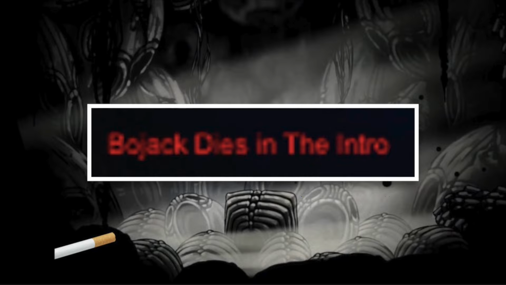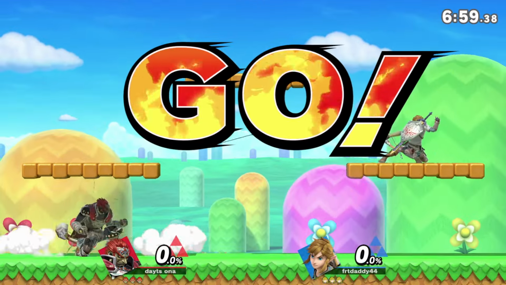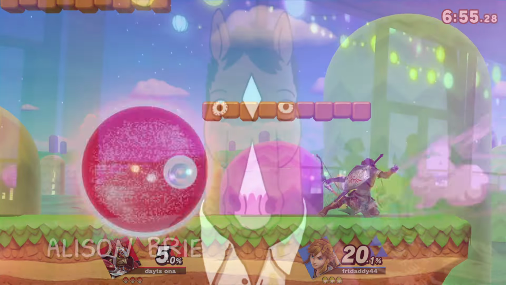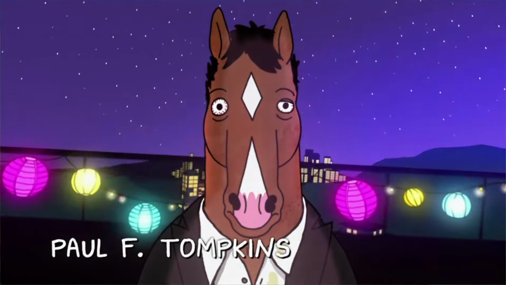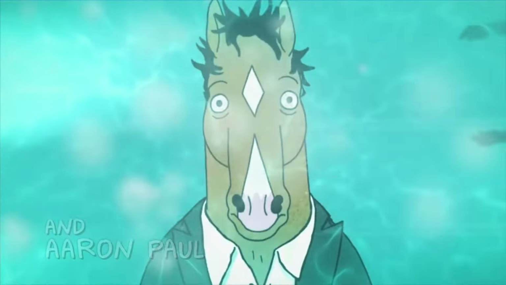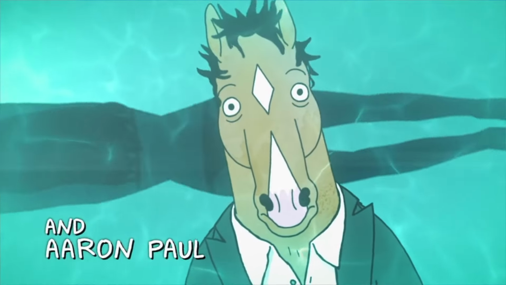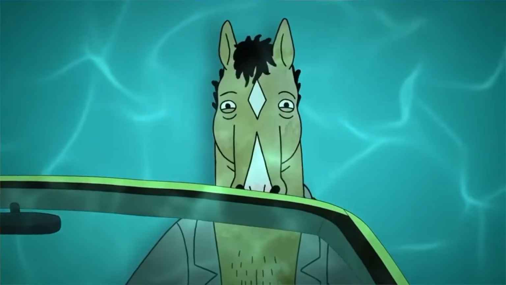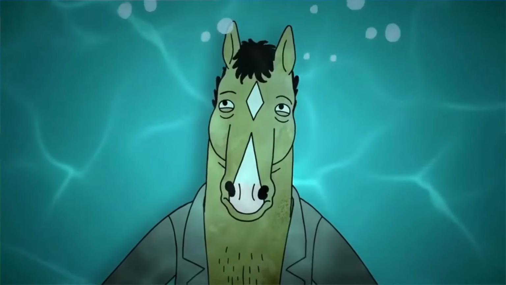BoJack dies in the intro. As I said in the sky, the BoJack Horseman intro changes constantly, but another thing that doesn't change is the falling at the end. At the end of the intro, BoJack falls into a pool or over the balcony. People believe that this is the foreshadow of his death of drowning in a pool. This seems very plausible because this does happen when BoJack drives his car into his pool.